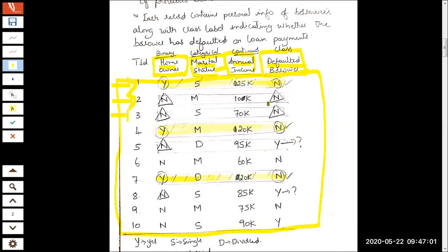All this data was available with the bank. So that is what I told you. And this existing data will become the training data for the classifier. Now, if you just go through this data, you can see four attributes are there to decide whether a loan should be approved to the customer or not.